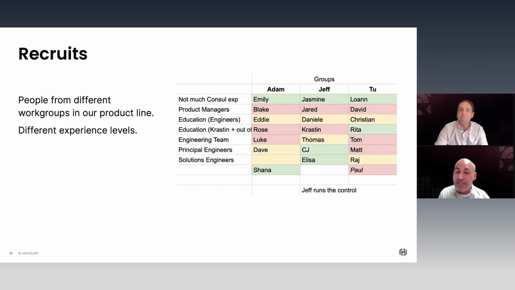Recruiting participants can be difficult. We didn't have the time or resources to find a representative population sample, so we turned to our coworkers. We ended up recruiting about 20 volunteers from different groups across the organization, including product engineers, PMs, education engineers from other product lines, and so on. Everyone had different levels of experience with Consul. For instance, one participant wrote a book on how Consul works, whereas another participant was brand new to HashiCorp and knew nothing about the product before the session.